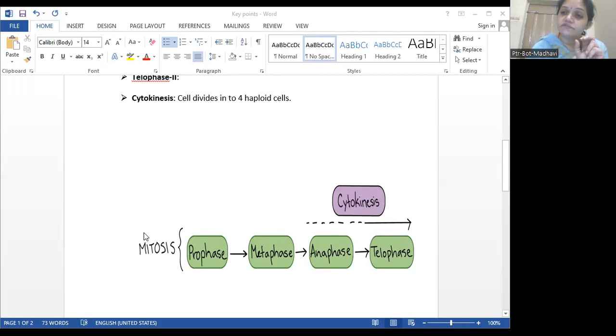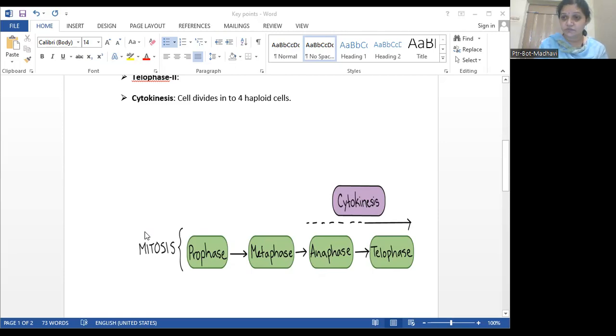Here, interphase means the resting period between the 2 cell divisions. Otherwise, the starting of the cell division is the interphase. What happens in the interphase? The cell prepares itself to go with the cell division, whether it may be mitosis or meiosis. But this interphase is a must in every cell division.